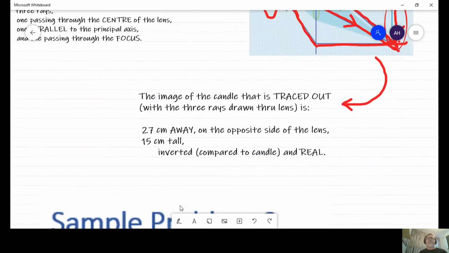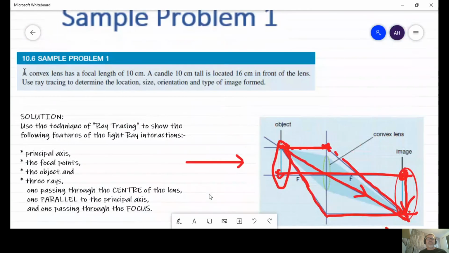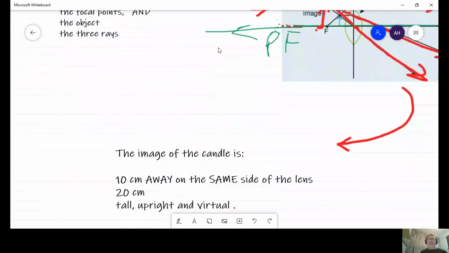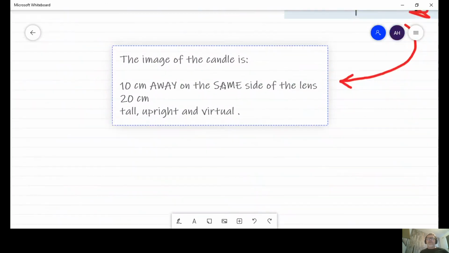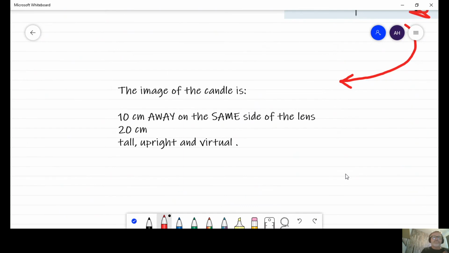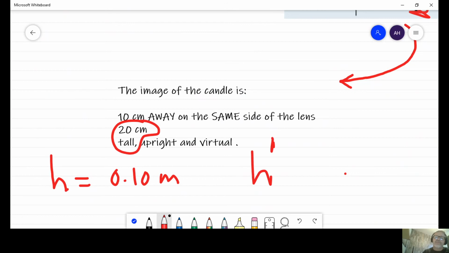How tall was the candle exactly? Did we have it originally? There we go. The candle is 10 centimeters tall. So we could do a little magnification on that too. Remember how you do that? Candle was 10 centimeters tall. So height of the candle, H, is 0.10 meters. And here, I've actually found out that the image is 20 centimeters tall. So H prime is 0.20 meters.